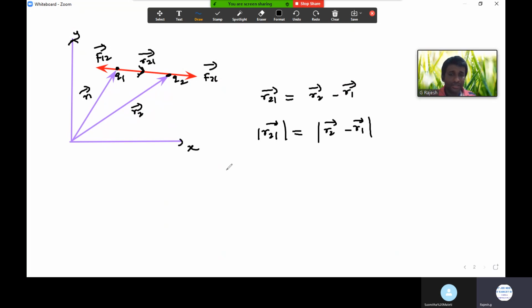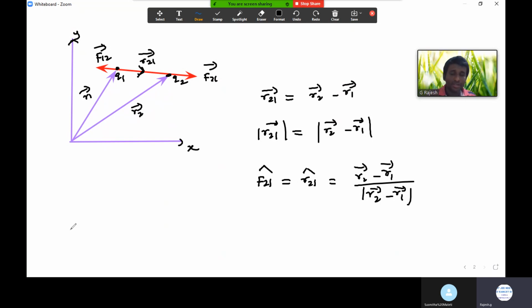So we already calculated the magnitude. We are interested in direction only. That is the unit vector. F21 cap is nothing but R21 cap, which equals R2 bar minus R1 bar by mod of R2 bar minus R1 bar. So what is mod of R21 bar? R21 bar is nothing but the distance between the charge Q1 and Q2.